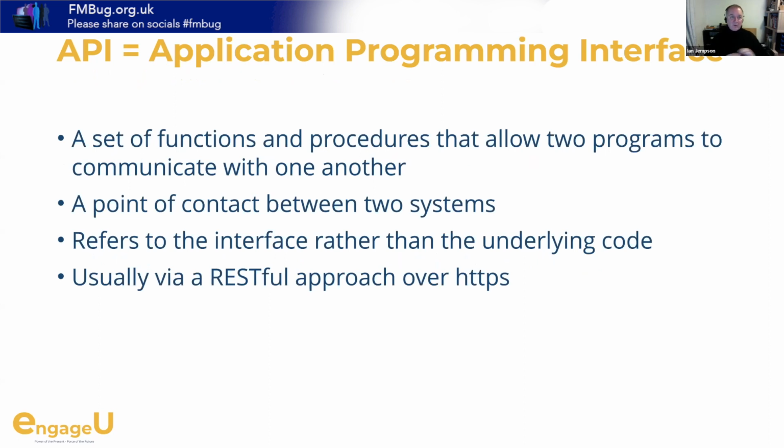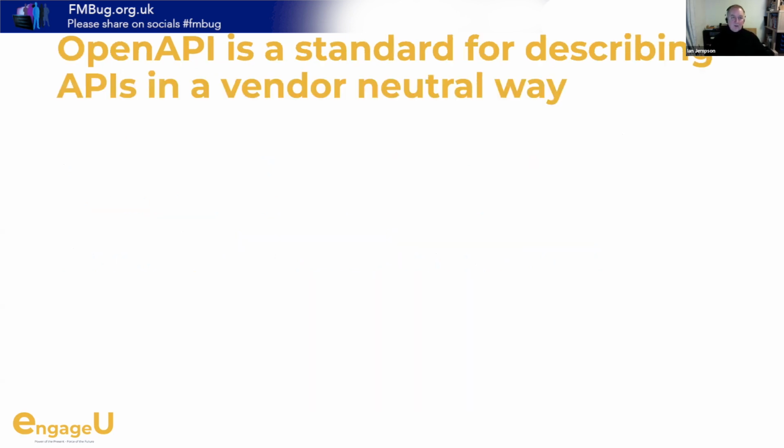You're all familiar with, I'm sure, that an API is an application programming interface. It's the point of contact between two systems, and it refers to the interface rather than the underlying code. That's where the standard becomes useful, and these days it's usually a RESTful approach over HTTPS. So OpenAPI is a standard for describing APIs in a vendor-neutral way, the same description or standard across a variety of vendors.